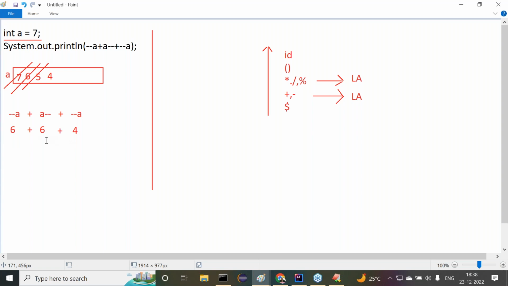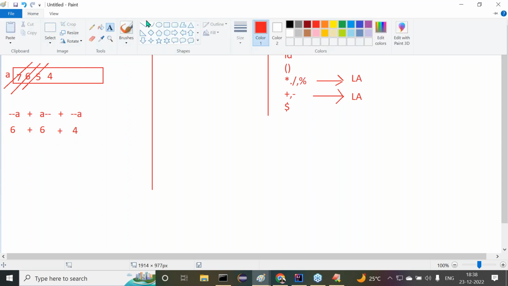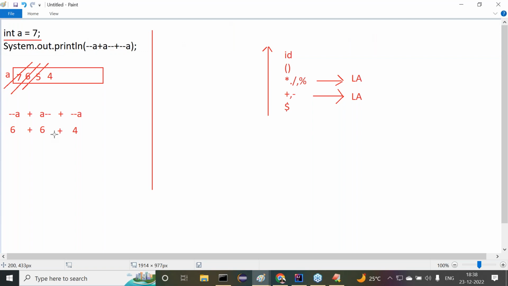Now let's come to this example: 6 plus 6 plus 4. Here two plus operators are available. Both have the same priority. So which operation has to be performed first? In this example, whichever one we take first, we get the same final result. But the same result may not come in every case. In the remaining cases, we may have different values. But anyway, we have to follow the rule.